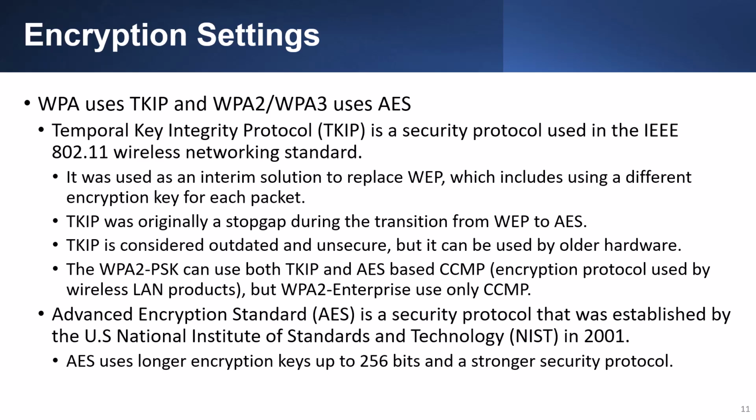TKIP is considered outdated and insecure, but can be used by older hardware. WPA2-PSK can use both TKIP and AES-based CCMP, but WPA2 Enterprise uses only CCMP. Advanced Encryption Standard, or AES, is a security protocol that was established by the U.S. National Institute of Standards and Technology in 2001. AES uses longer encryption keys, up to 256 bits, and a stronger security protocol.